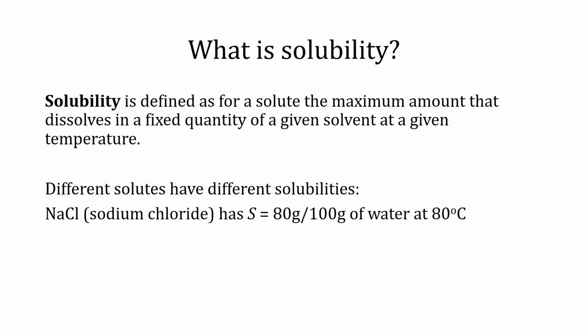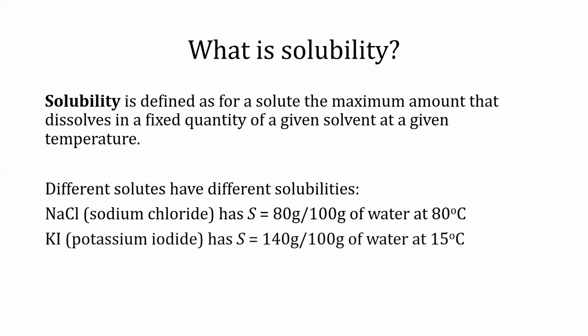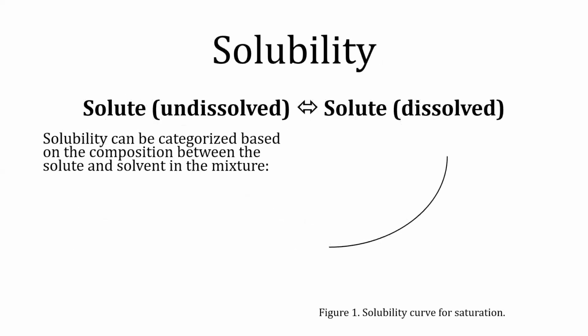in 100 grams of water at 80 degrees Celsius, and potassium iodide has a solubility of 140 grams of KI in 100 grams of water at 15 degrees Celsius. In looking at solubility, categorizing it is based on the composition between the solid and solvent in the mixture at equilibrium as expressed in the above equation.